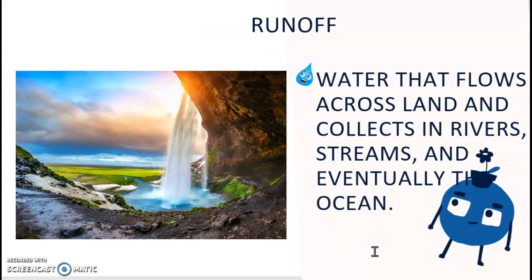So when this precipitation reaches the surface of the earth, water that flows across the land and collects in rivers, streams, and eventually to the ocean, we call them runoff. Remember, all water will move downhill, so wherever they are, they will find their way to a body of water and eventually to the ocean.